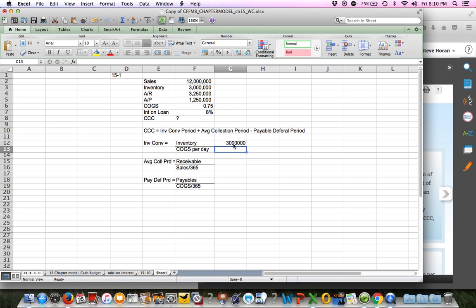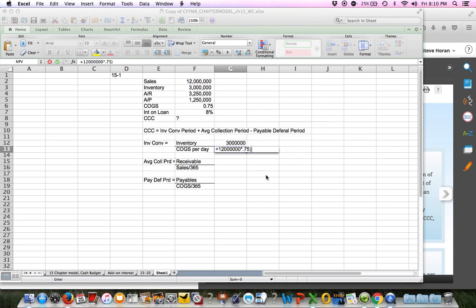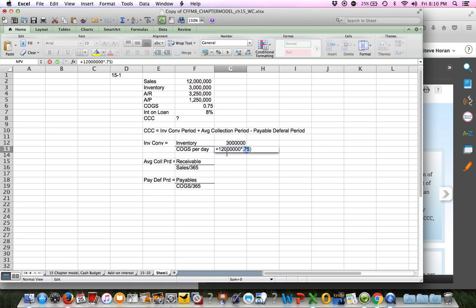And your cost of goods sold per day is, we don't know what cost of goods sold is. They didn't give it to us. They gave us the percent that it is times sales. So I'm going to take 12 million, which is my sales number. I'm going to multiply that by 0.75, and I should do some parentheses here to make this all work right. So it's not quite fixing right here. And so I'm going to take that and I'm going to divide that by 365. Okay. So that'll be my cost of goods sold per day.